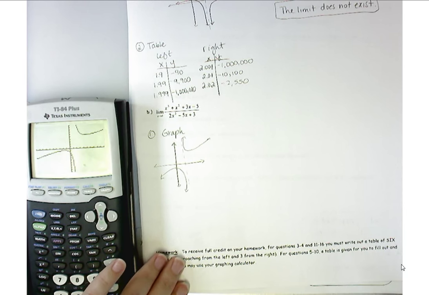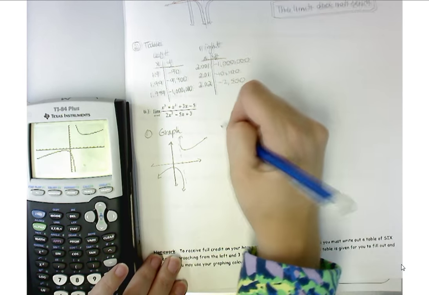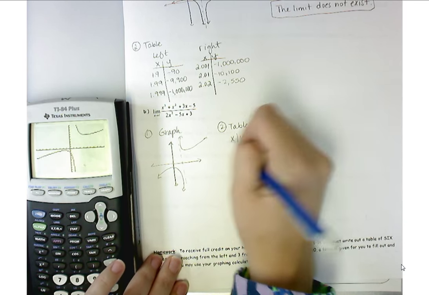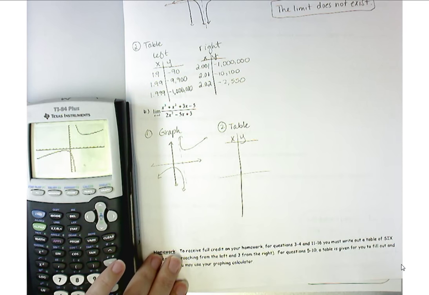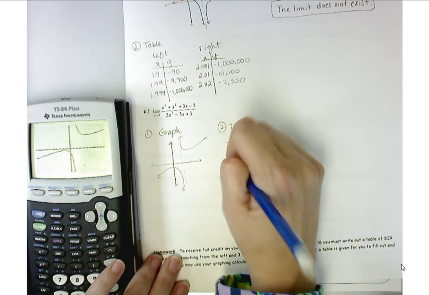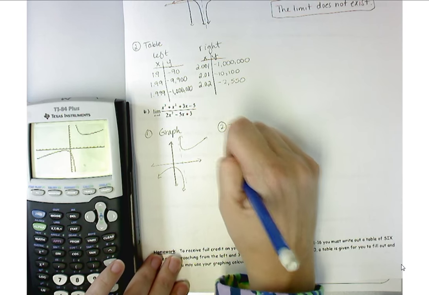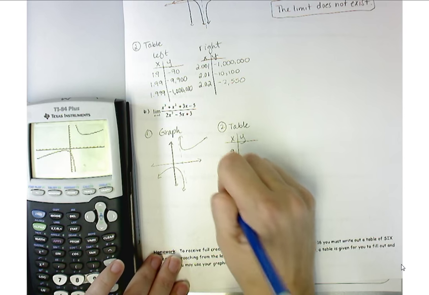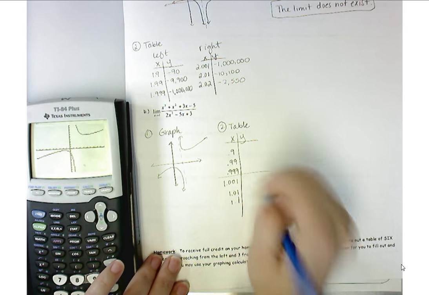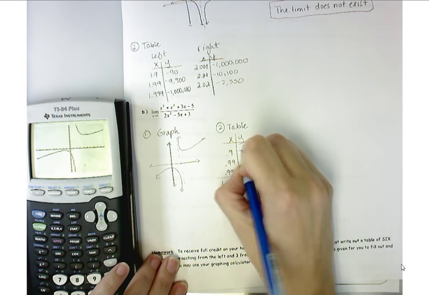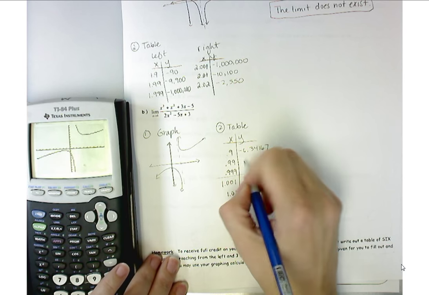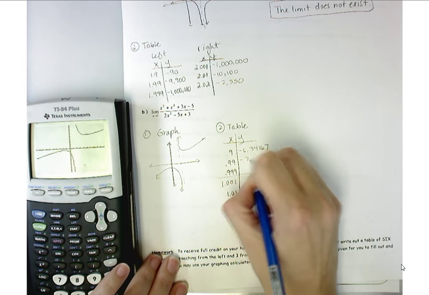Okay, and then I'm going to pick some values from my table. So remember, when you do your table, you want 3 from the left, 3 from the right. So this is 1. So 0.999, 0.99, 0.9. And I could do 1.001, 1.01, 1.1. Okay, and I am just going to give you the values because I know we're getting to be about that time.